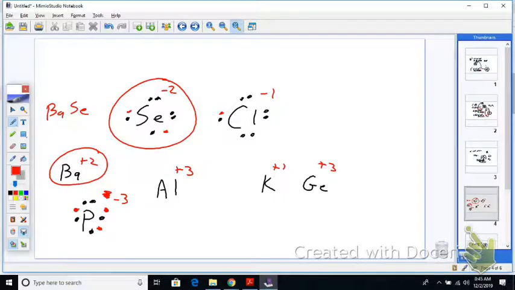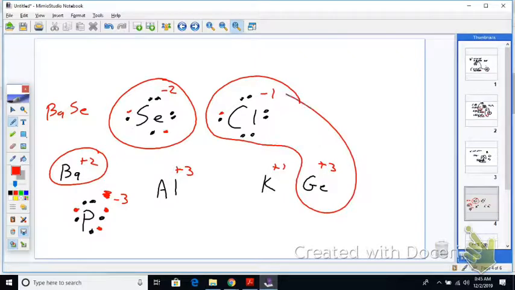Chlorine and potassium. Alright, let's not make it so easy. Let's do one that's a little more difficult. Chlorine and germanium. You said not make it easy. How many do you need of each? What's the ratio? 1 to 3. Which one's going to be 1? Germanium's gonna be 1? Yep. You need 1 of those.